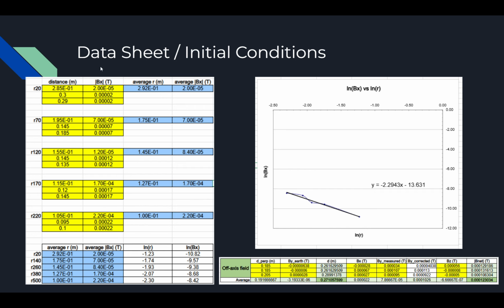And this is our data sheet where we used to record the values from the experiment. So at these certain magnetic fields, we were able to calculate the distances. And then these are for the on-axis points. We also were able to create a line for this natural log of magnetic field versus natural log of R graph. This equation here will appear later. And then we also have these off-axis field values where we were able to calculate the perpendicular distance as well as the off-axis magnetic fields.